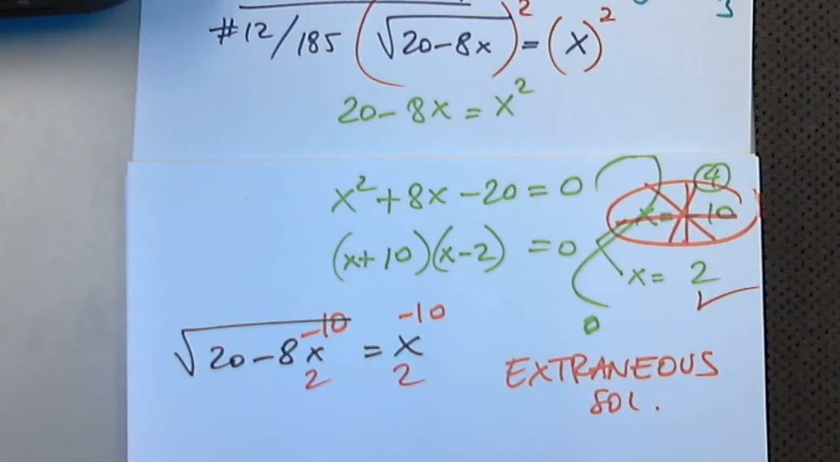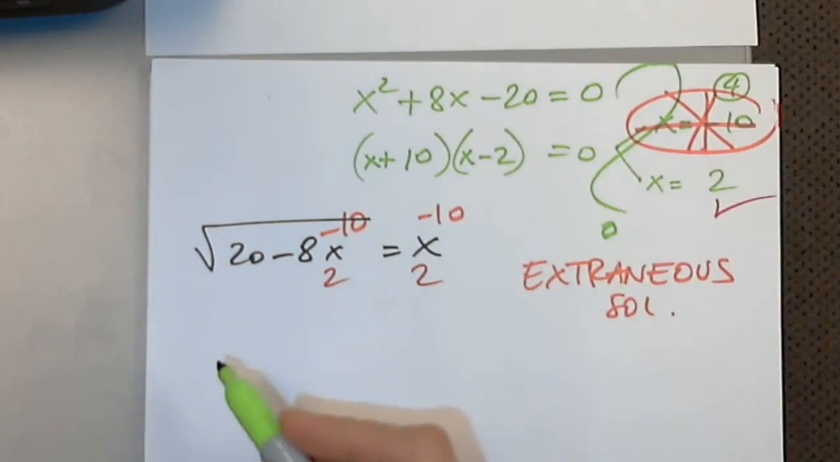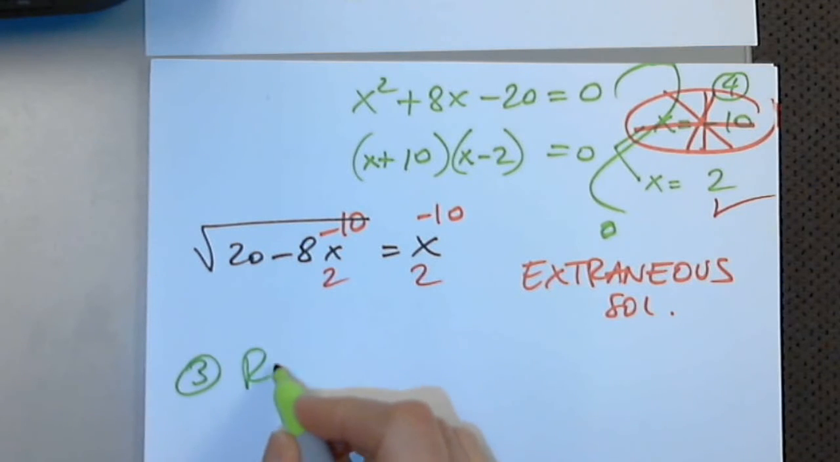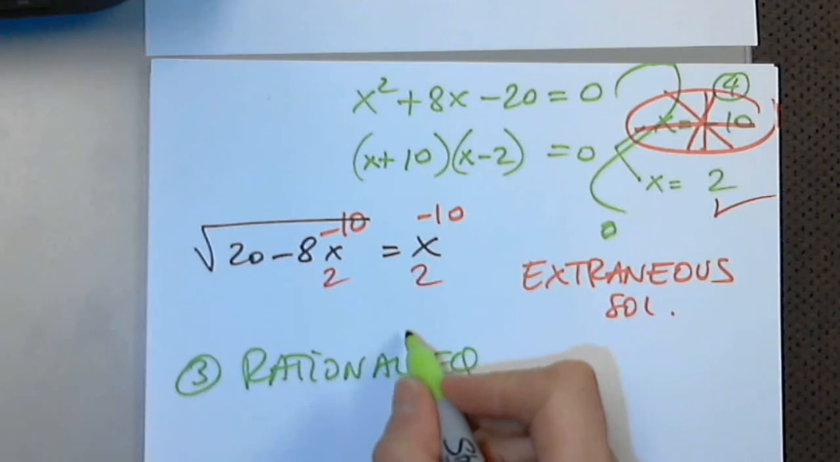Okay, so let's look at equations with rational exponents. That's number 3. Rational exponent. Oops.